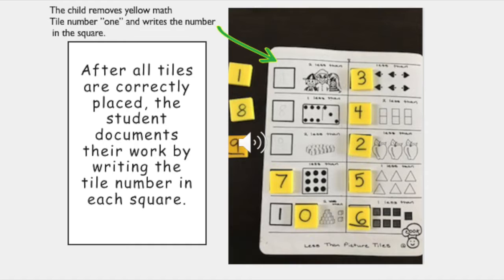Please make sure that children first place the tiles and then do the writing. Using the tiles first allows the student to easily switch any tiles if they're incorrectly placed, instead of having the frustration of erasing and rewriting numbers and trying to figure out if they used 8 more than once. So the tiles just keep it much easier for the students.